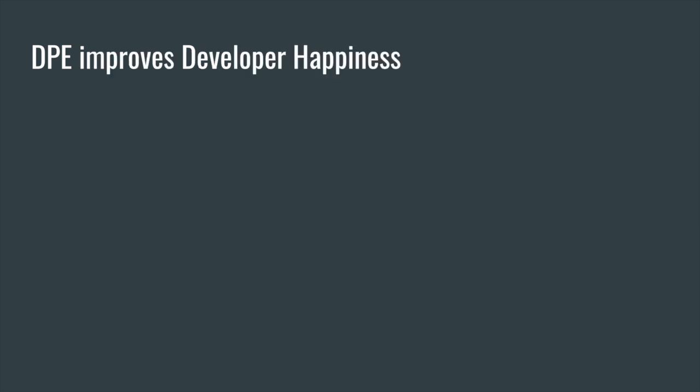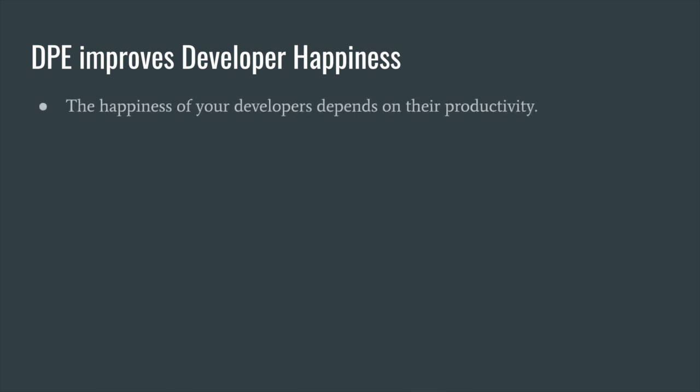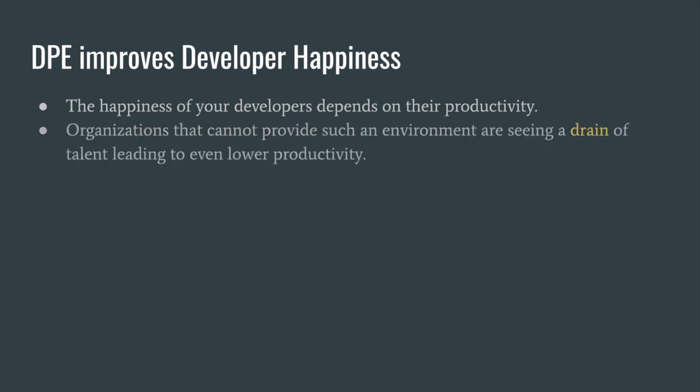And the other point is that developer productivity engineering improves developer happiness. The happiness of your developers actually depends on their productivity. And organizations that cannot provide such an environment are seeing a drain of talent, leading to even lower productivity. So as you can see, if you do not implement these practices, it actually hurts you in the long run, in that you end up losing some of your top talent because they don't feel productive and you're not fully utilizing their potential in terms of productivity.